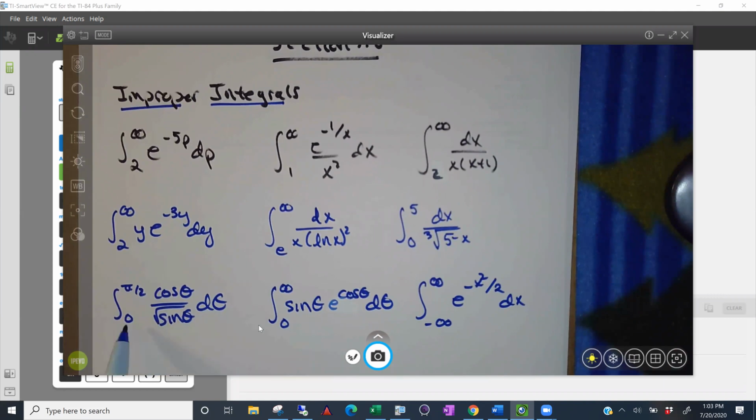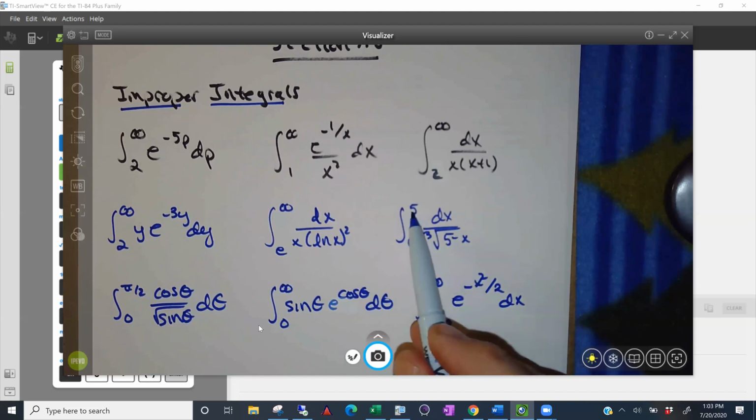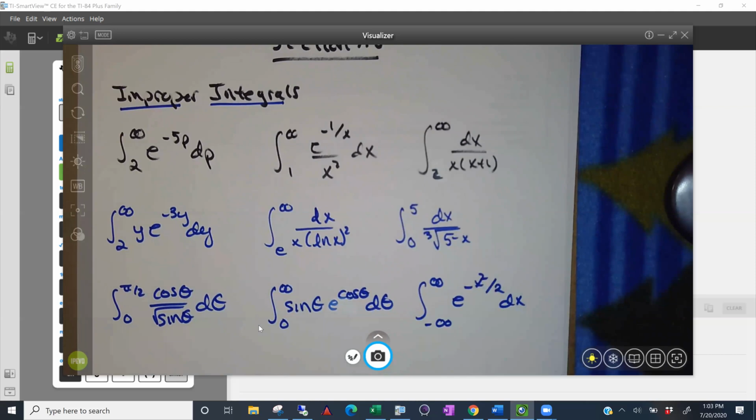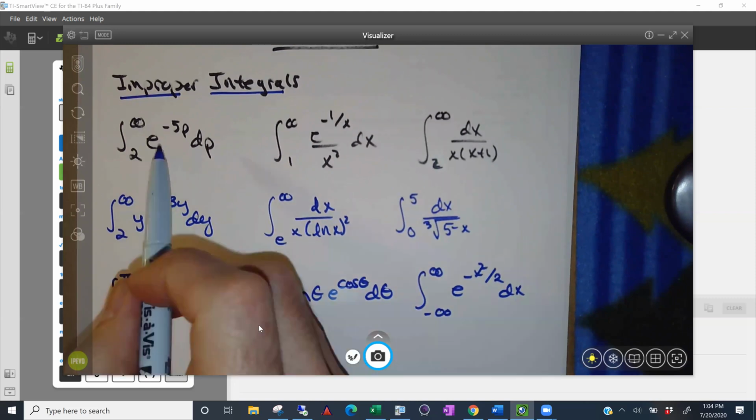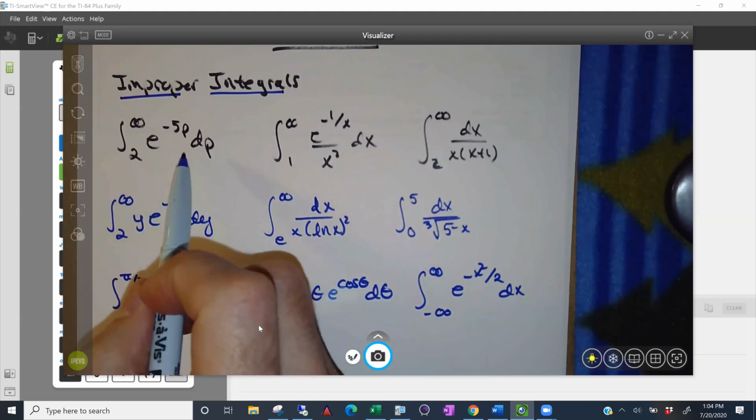For instance, sine of 0 is 0. Well, you can't divide by 0. We know that's a problem. Likewise over here, at x equals 5, the denominator is 0, meaning the quotient is undefined. But there's still ways you can try and figure out an answer for these things. So we're going to work with these, try and figure out when an integral has an answer.